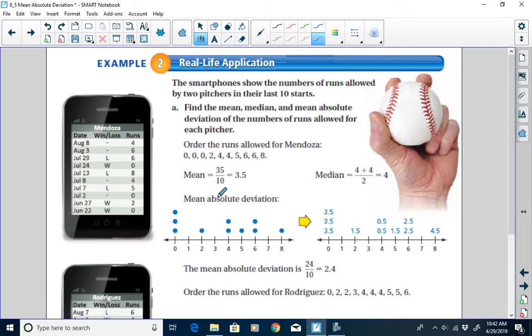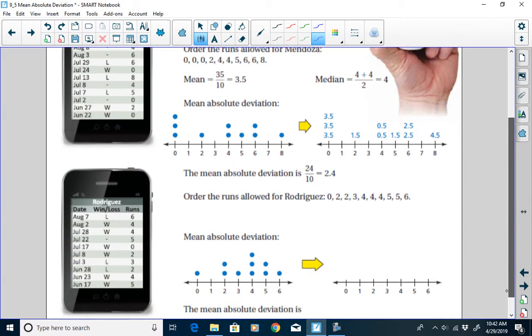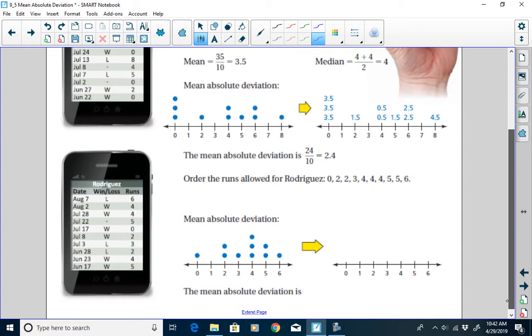If we look at Mendoza, we have his data here. Mendoza's got 3 games where he gave up 0 runs, a game where he gave up 2, a couple games he gave up 4 runs, and so on. The mean of that information is 3.5. The median is 4. And his mean absolute deviation is 2.4. Let's do the same for the next person here.